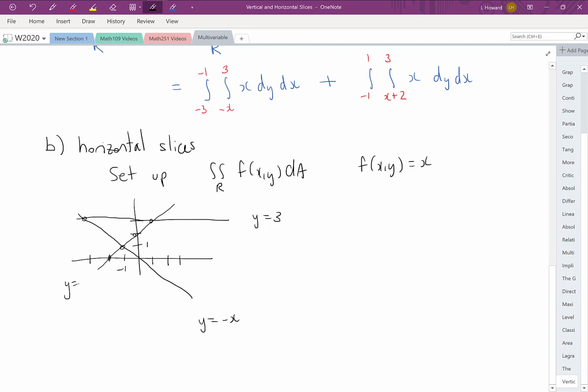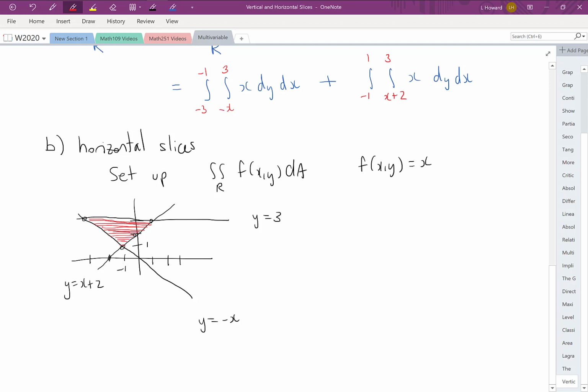Let's label this last line y equals x plus 2, and this time we're going to do horizontal slices. So that means we're trying to capture all the points x, y that lie in our region R. The region R is the region enclosed by these 3 lines, so it's still that same triangle as in part A. But now we're going to try to cover all the points in the region by drawing horizontal lines. If you drew infinitely many of them, that would be a way of covering all the different points that lie in that region R.